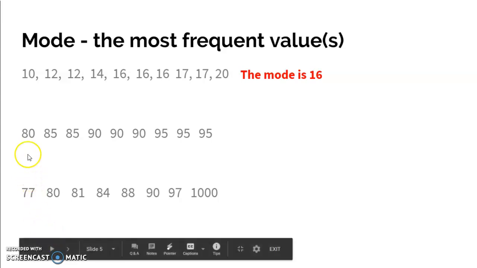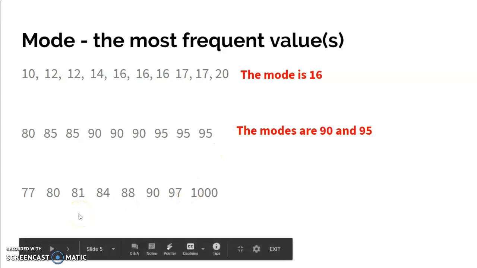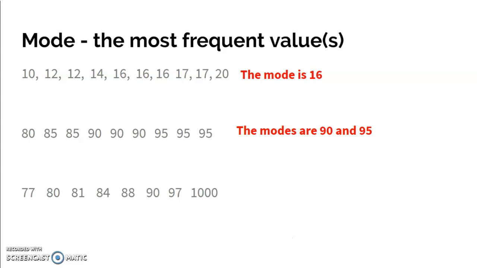If you take a look at the next data set, these grades, 80, 85, 85, 90, 90, 90, 95, 95, and 95, there's actually 2 modes for this data set. The modes are 90 and 95 because there's 3 of each of those. If we look at this last data set, 77, 80, 81, 84, 88, 90, 97, and 1000, there is no mode because each value is only there once.